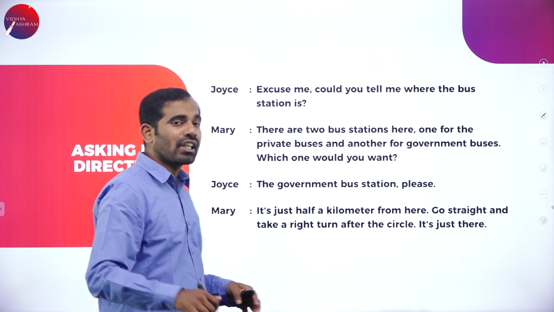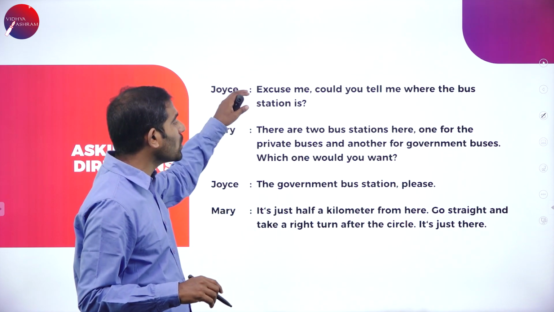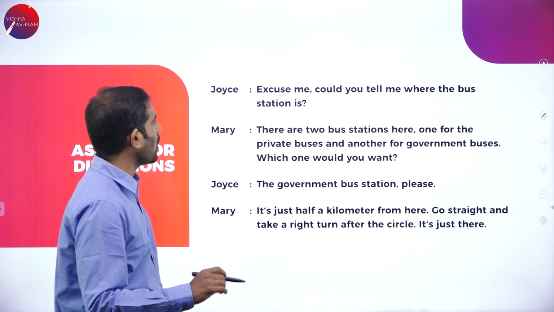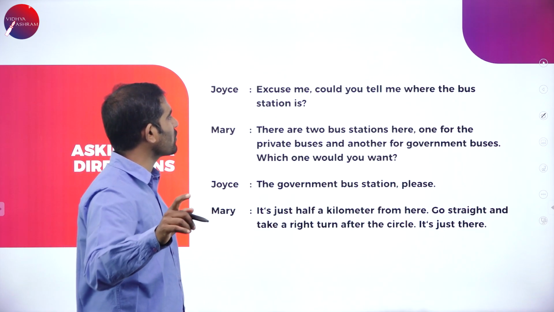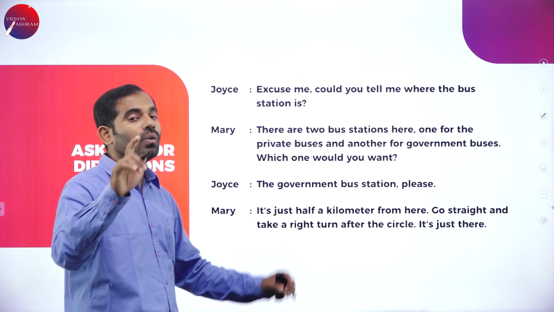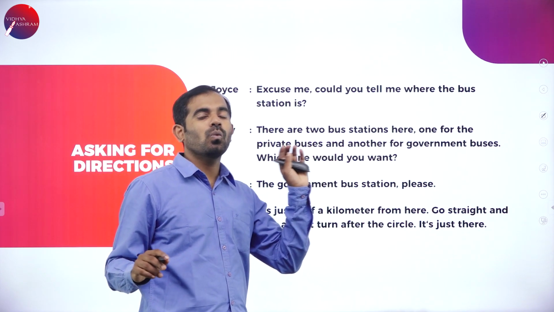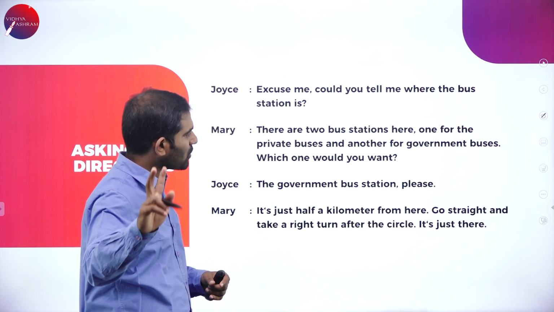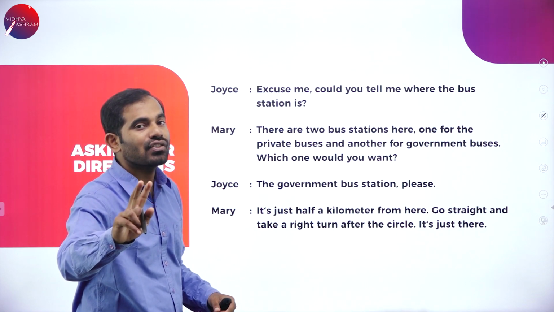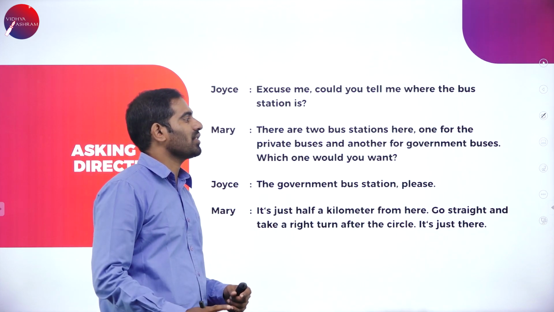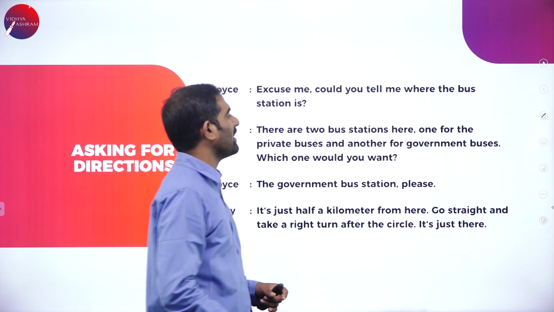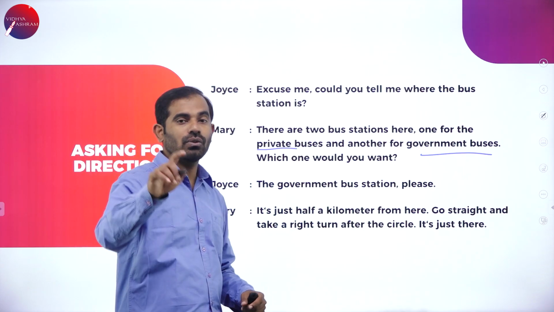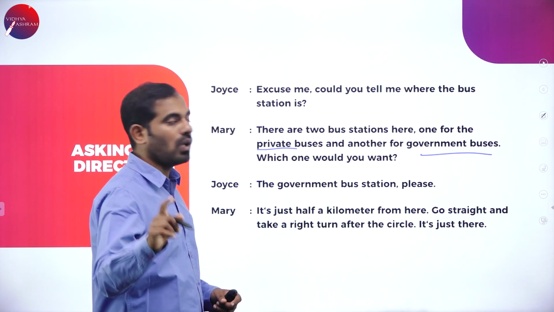Next one, asking for directions. As I told you, how do you ask for the direction from the stranger? Joyce and Mary. Joyce: Excuse me, could you tell me where the bus station is? Now, Joyce wants to know where the bus station is. And how will Mary respond? There are two bus stations here, clearly giving the instructions. There are two bus stations here, one for the private buses and another for government buses. Which one would you like to have? Or which one would you like to go? Which one would you want?